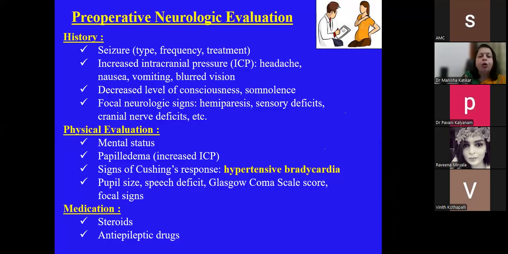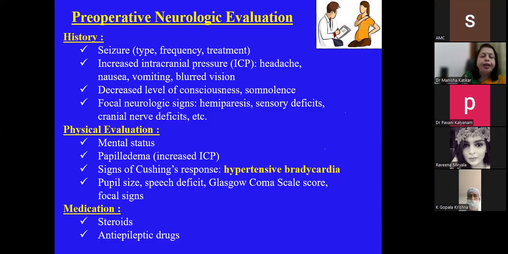We need to see also focal neurological signs or ask for history suggestive of hemiparesis, sensory deficits, and cranial nerve deficit. After a detailed history, along with our routine history, this history is very specific to neurosurgical anesthesia. We need to assess the mental status, the Glasgow Coma Scale. We need to look for papilloedema. We need to see whether there is hypertension associated with bradycardia, a sign of Cushing response because of raised ICP. We need to assess the pupil if the patient is drowsy with Glasgow Coma Scale less than 8 on ventilator.